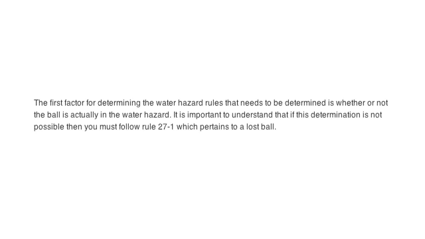The first factor for determining the water hazard rules is whether or not the ball is actually in the water hazard. It is important to understand that if this determination is not possible, you must follow Rule 27-1, which pertains to a lost ball.